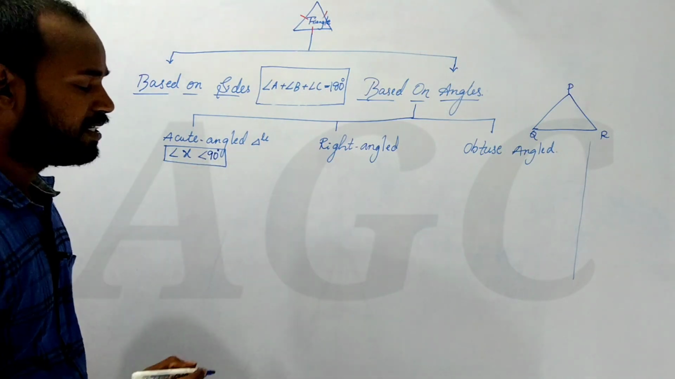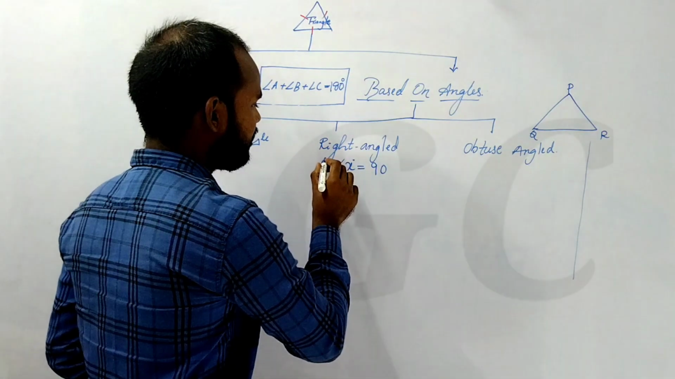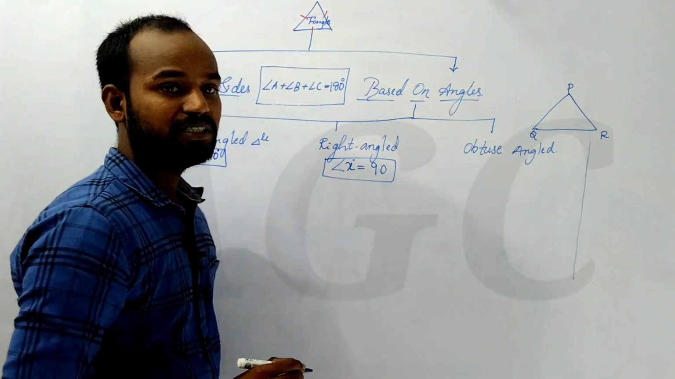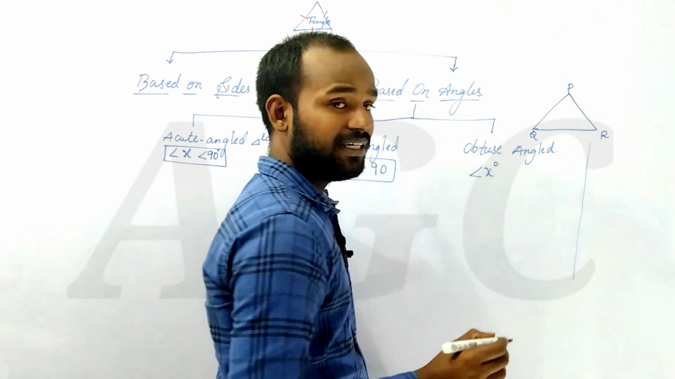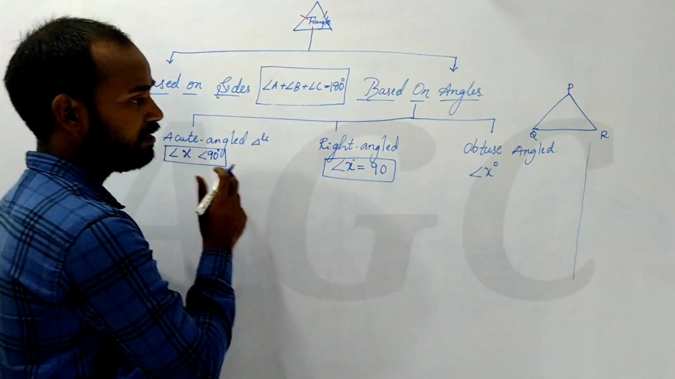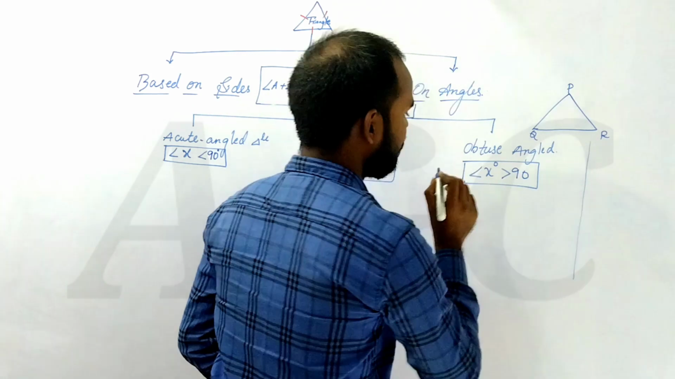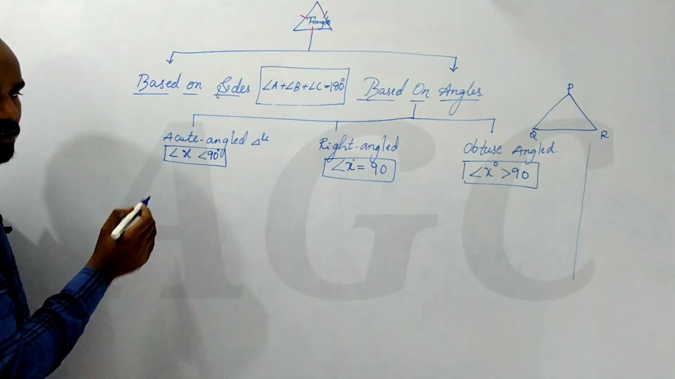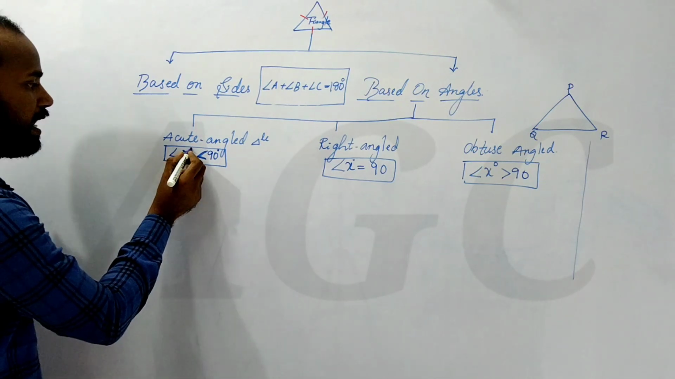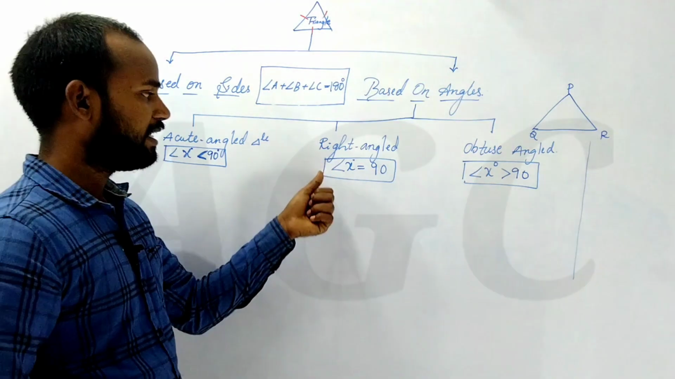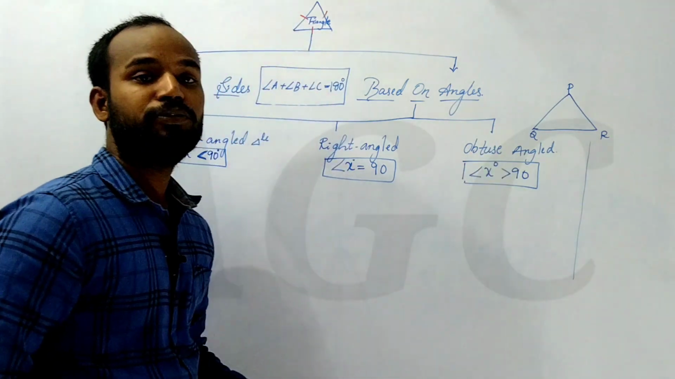Next, what is a right angle? Angle equals 90. It is a right angle. What is obtuse? Angle greater than 90. Here it is less than, but if it is greater than 90, it should be an obtuse angle. Acute is less than 90, the less than symbol. If the angle is less than 90, it is acute. If the angle is equal to 90, right angle. If the angle is greater than 90, it is obtuse.